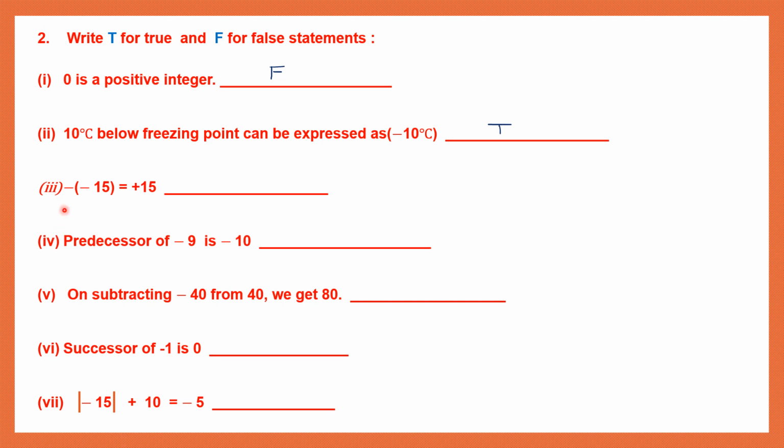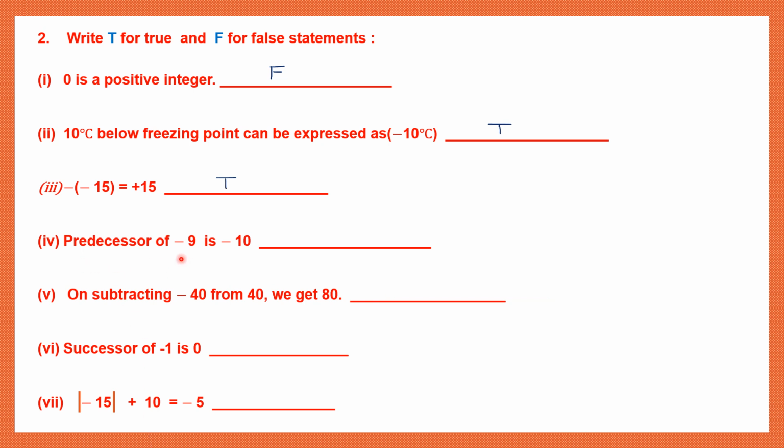Third one, negative of minus negative 15, that is minus negative 15, is equal to plus 15. That is minus into minus, we just learned in the previous question. When you multiply minus into minus, it becomes plus. So two negatives make a positive. So this statement is also true.